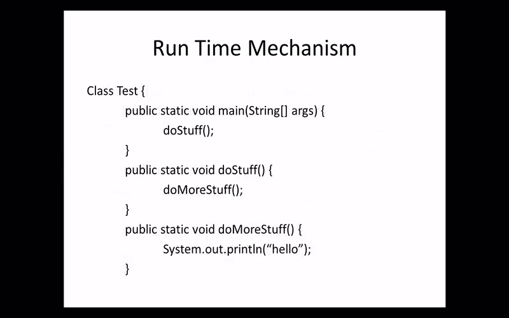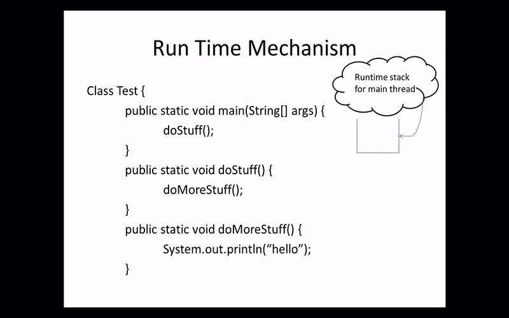So here we have one example, class Test, in that public static void main. As class Test starts, your main thread will be executed. In that main thread we have the first method, the main method. That main method is going to call the doStuff method, public static void doStuff, which is going to call the doMoreStuff method. And in that doMoreStuff method we have one SOP statement, System.out.println("Hello"). Okay, that is our program. Initially we have an empty stack. So this is the runtime stack for the main thread.